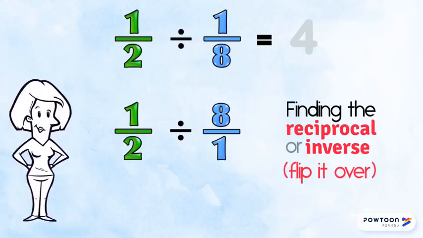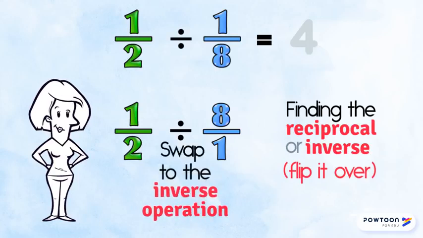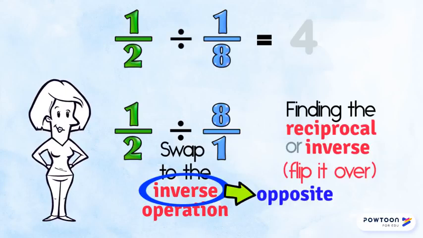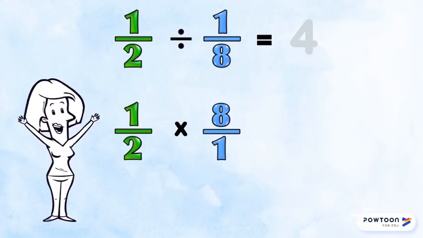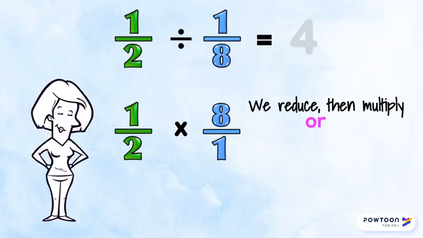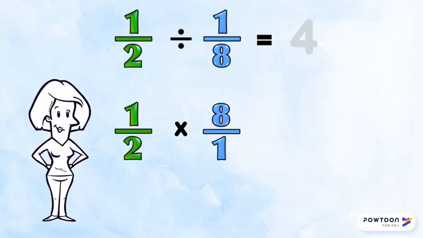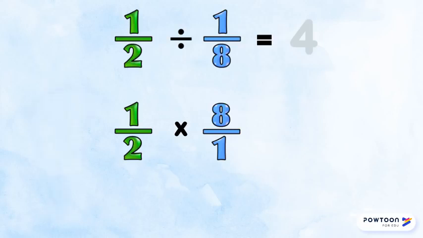Very easy. And when you invert the fraction like this, you also have to swap to the inverse operation. Inverse means opposite. The opposite of division is multiplication, so we swap the sign from divide to multiply. And you know how to multiply fractions. We reduce, then multiply, or we multiply, then reduce. Either way, you get the same result. I prefer to reduce first, so I divide by 2 because these are both even. And that gives us 1 here and 4 here.